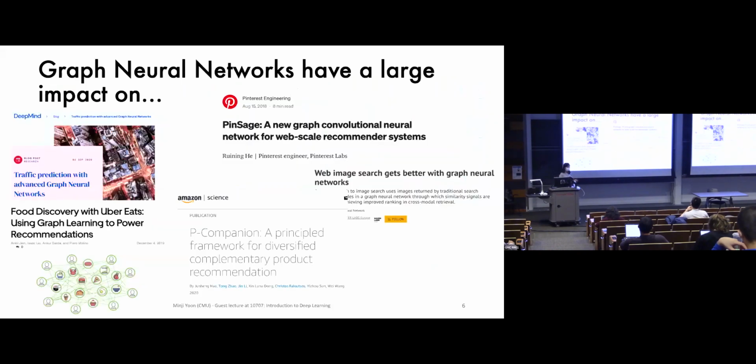Graph neural networks have recently become groundbreaking research in graph deep learning models. And they have brought a huge impact on diverse applications. Pinterest, Amazon, Uber, Google, they all use graph neural networks to make better recommendations. Uber uses graph neural networks to recommend the next food you are likely to order. Amazon uses graph neural networks to make better recommendations of which product you're going to buy next. And Google also uses graph neural networks to improve travel time prediction.